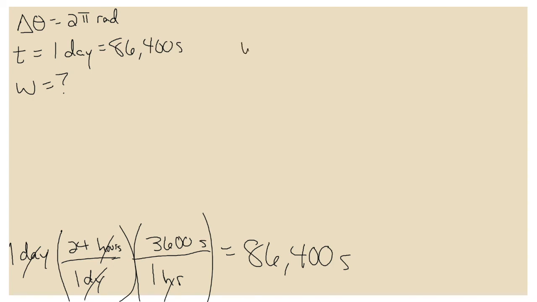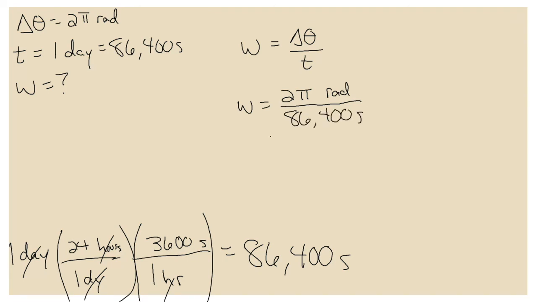Simple enough. And so the angular velocity here is going to be delta theta over t. And so that means the angular velocity is going to be 2 pi radians over 86,400 seconds. And it should be noted that this number is going to be small. The Earth is not rotating very fast. It only completes one rotation in a whole day.